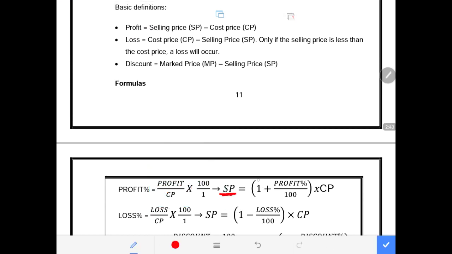Selling price is equal to 1, this 1 is always there, and I don't want to go to the derivative of that 1. It is 1 plus profit percentage times by the cost price of the product. That will give us the selling price. And I want to highlight the fact that it is 1 plus the profit percentage. We add the profit percentage, not the markup percentage.